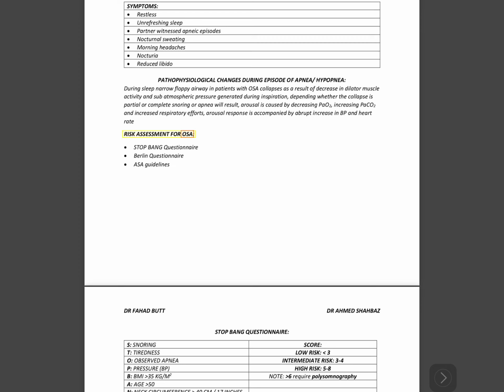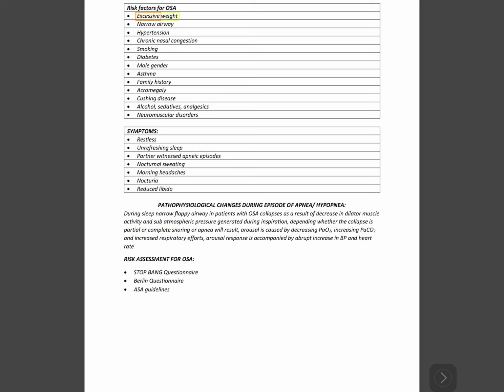Risk assessment for OSA: STOP-BANG questionnaire, Berlin Questionnaire, ASA Guidelines. Risk factors for OSA: excessive weight, narrow airway, hypertension, chronic nasal congestion, smoking, diabetes, male gender, asthma, family history, acromegaly, Cushing disease, alcohol, sedatives, analgesics, neuromuscular disorders.